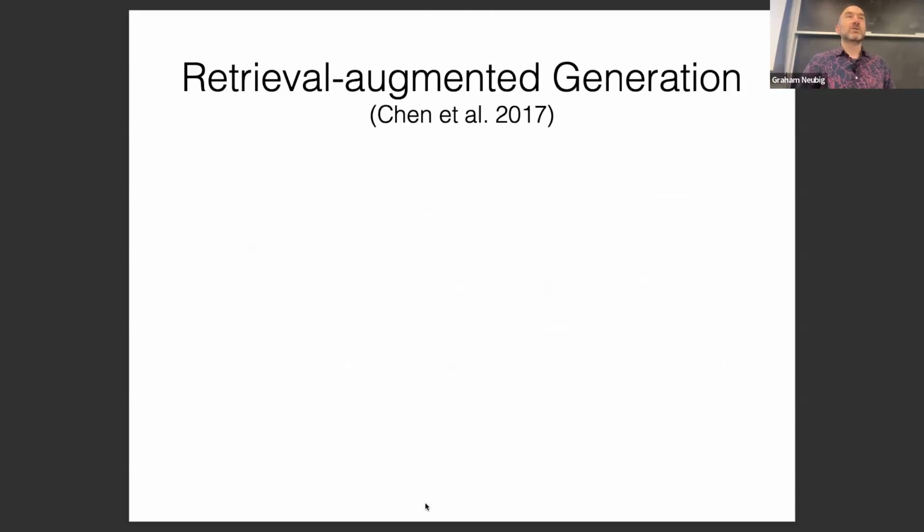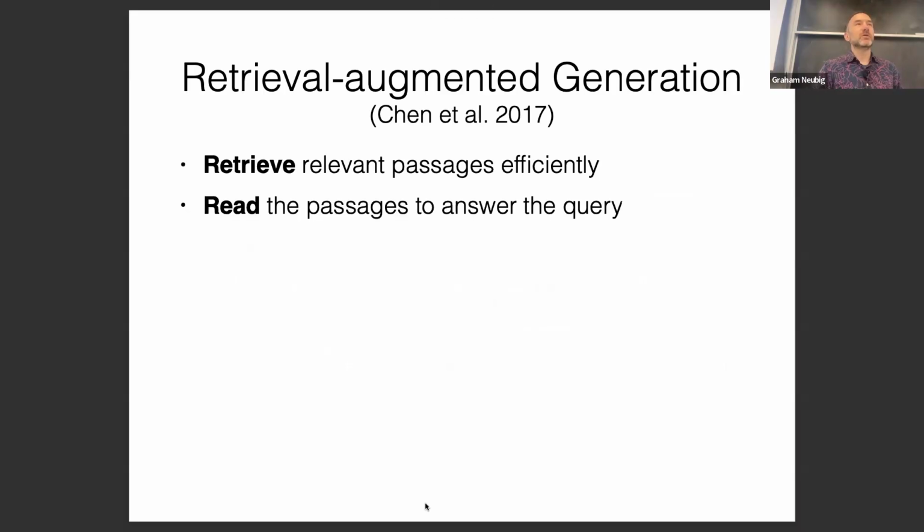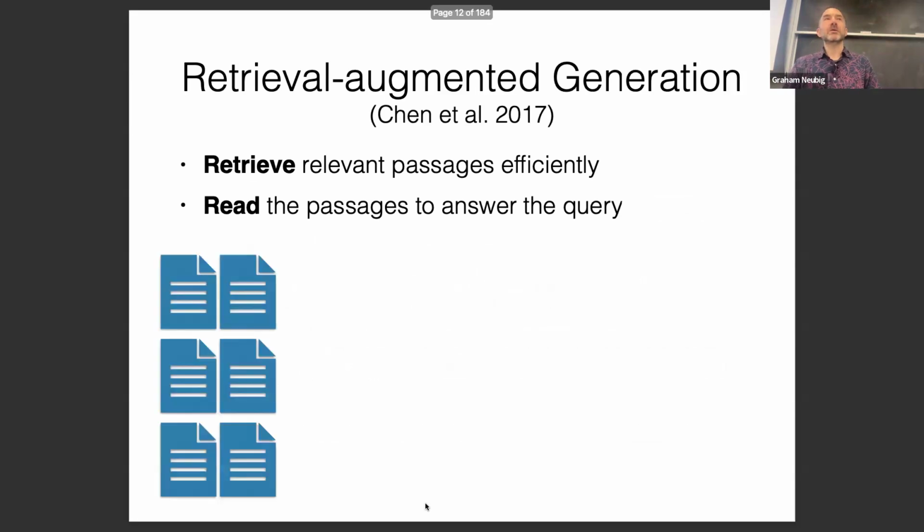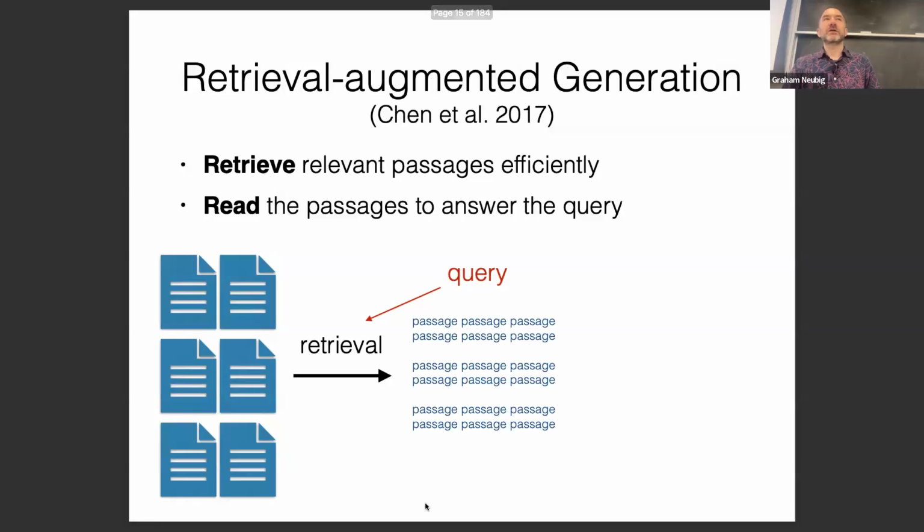So a solution to this is retrieval augmented generation, or RAG. It wasn't originally called retrieval augmented generation, but that's kind of the standard name now. The way it works is basically we retrieve relevant passages efficiently, and then we read the passages to answer the query. So, we have a big document base. We have a query. We do retrieval of some variety. We get a whole bunch of passages, and we read them with a language model and get an answer out here.